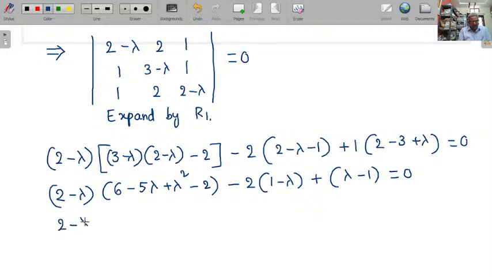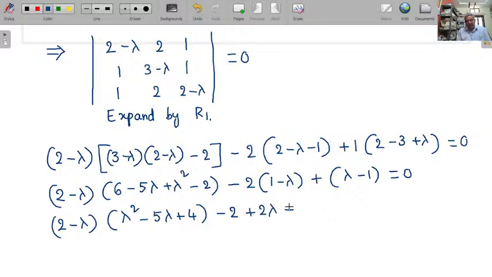2 minus lambda, here this will be lambda square minus 5 lambda, 6 minus 2 is 4, plus 4 minus 2, minus 2 into minus lambda plus 2 lambda plus lambda, and minus 1 equals to 0. Clear? So let us simplify now here.